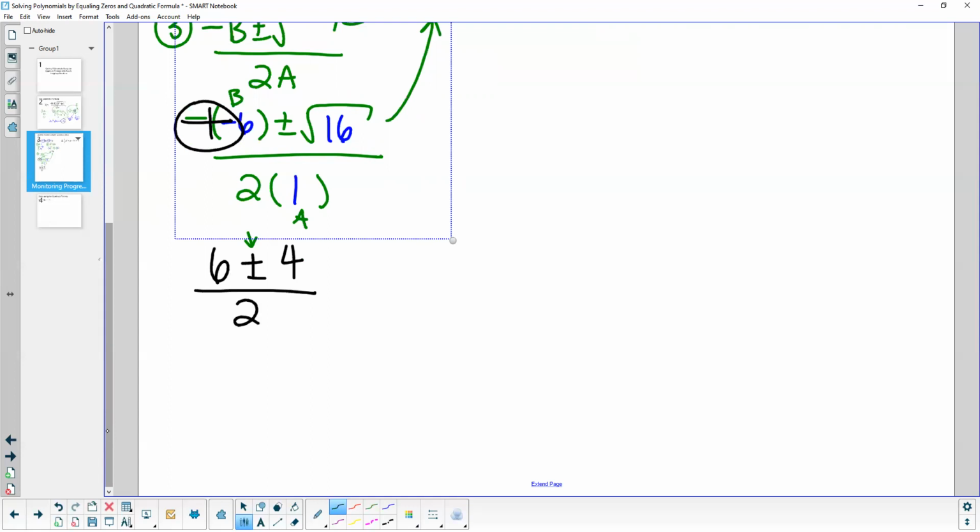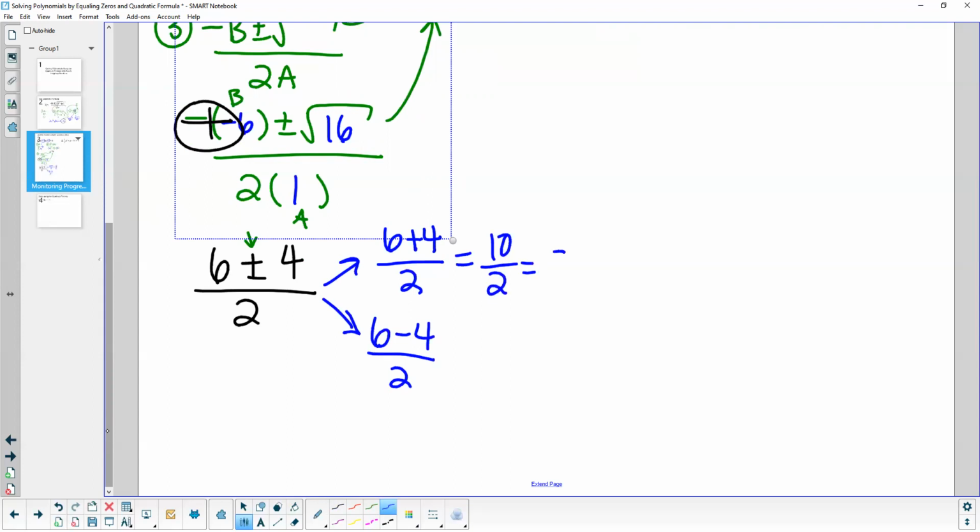Now this would be our answer, but we want to split it up and get both of those answers. So this actually gives us 2 answers. It gives us 6 plus 4 divided by 2, and it gives us 6 minus 4 divided by 2. Now you could stop here, but you guys are smart enough. Let's go ahead and just simplify that. So 6 plus 4 is 10, and 10 divided by 2 is 5. So one of my answers is going to be 5. 6 minus 4 is 2, divided by 2 is just 1. So my other answer is 1.